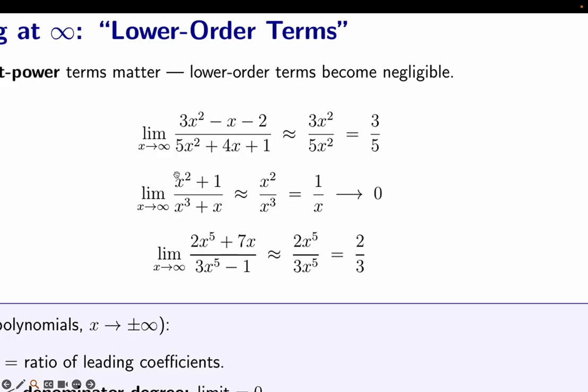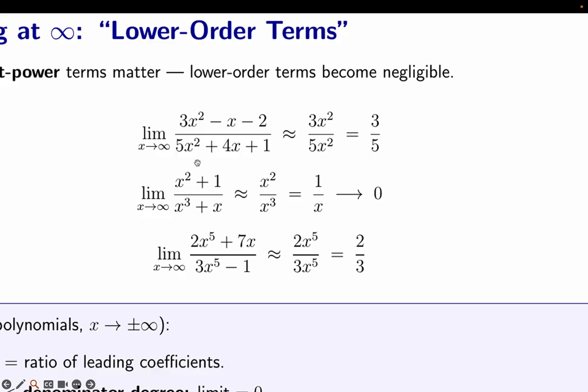Now, if the highest power on top is smaller than the bottom, then this limit will actually go to 0, because as x gets really, really big, the x squared is so small compared to x cubed that eventually it's essentially just an x at the bottom, right? If you look at this, x cubed is so much bigger than x squared. How much bigger? Well, by a factor of x. So really, as x approaches infinity, this limit is the same thing as this limit. When x is really, really big, this is essentially 0.